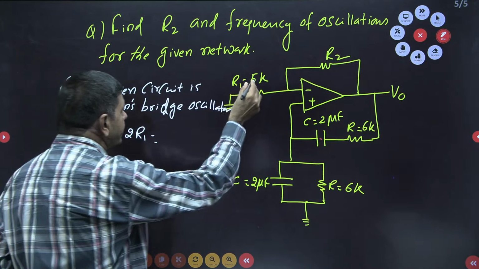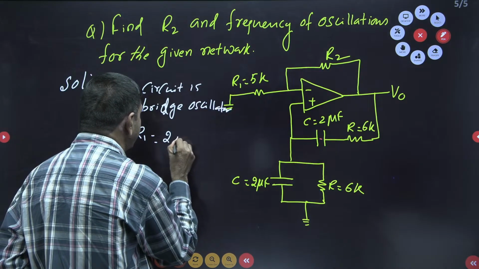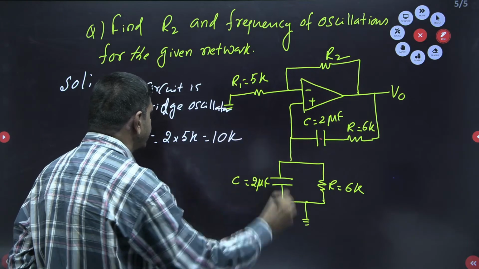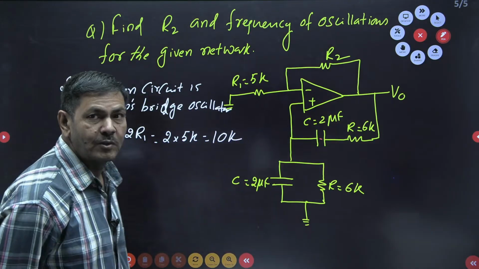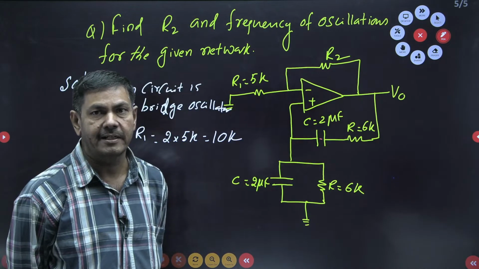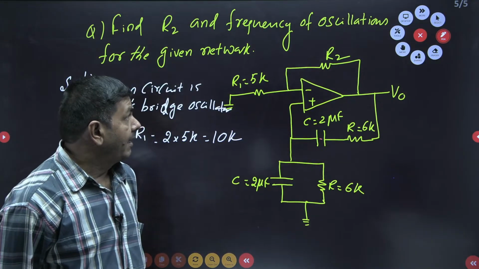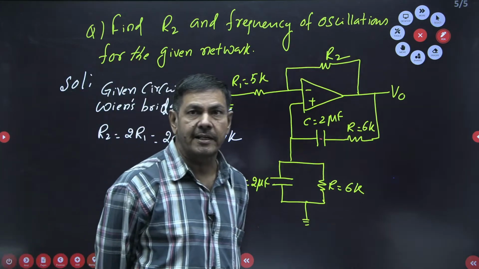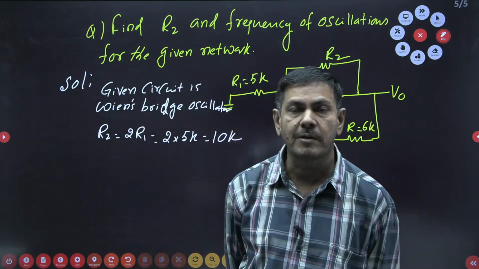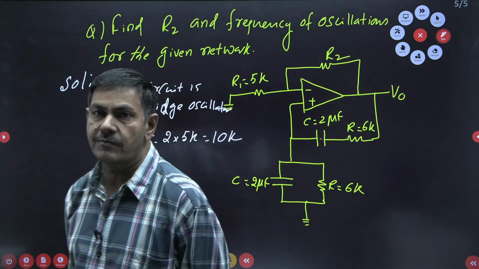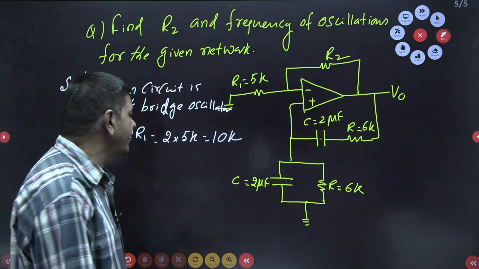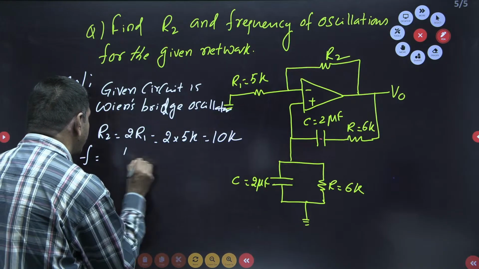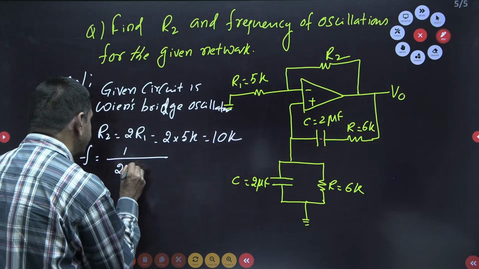But R1 is nothing but 5K, 2 into 5K, and I can get 10K, the resistance is possible. Yes, we are getting R2 equal to 10K only. And what about the frequency of oscillation? For the Wien bridge oscillator, just now I derived the frequency F equal to 1 by 2 pi RC. By using that formula, you can get the frequency of oscillations directly.